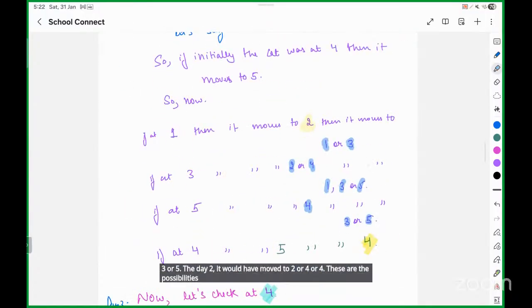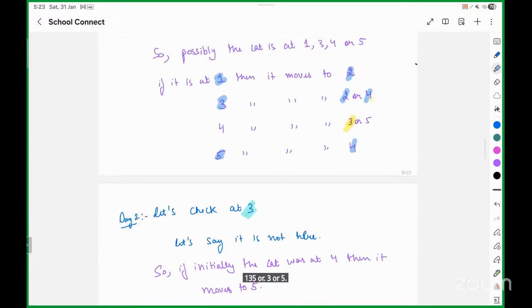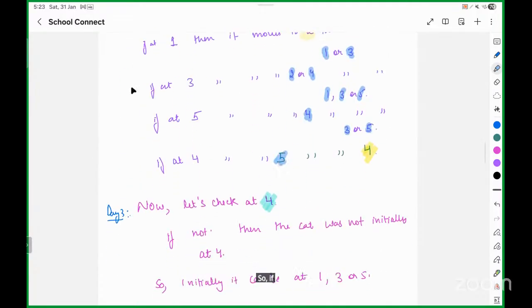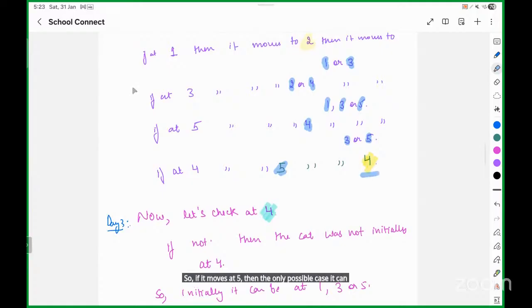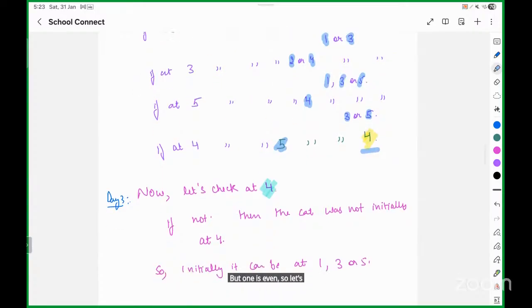Then again on day 2 it would have moved to 1, 3, or 5. But we have only ruled out this case: if the cat is at 4, then it moves to 3. It cannot have moved to 3, because then we would have found the cat. So if the cat was at 4, then it has moved to 5. If it moves to 5, then the only possible case is that it moves to 4. Now, if we look at the parity, it has become all odd, but 1 is even. So let's check 4 now.